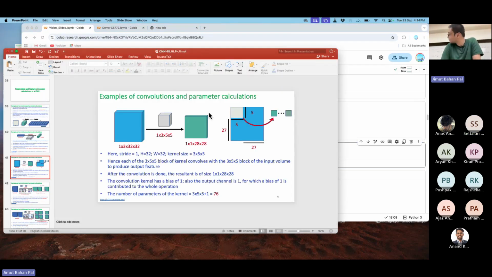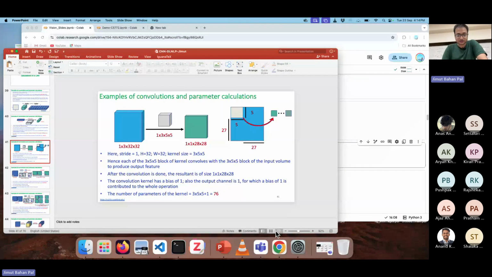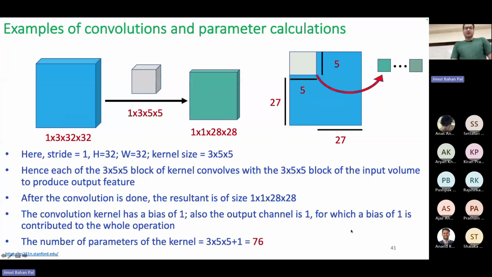Okay, so for example, when we are considering this input and we are convolving with a kernel of size 3 cross 5 cross 5, we are getting an output of dimension 1 cross 1 cross 28 cross 28. So the number of parameters for this operation is 76.